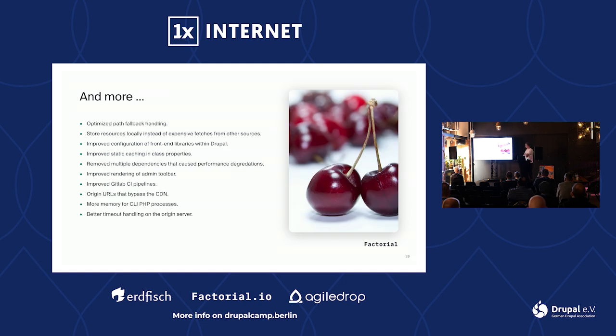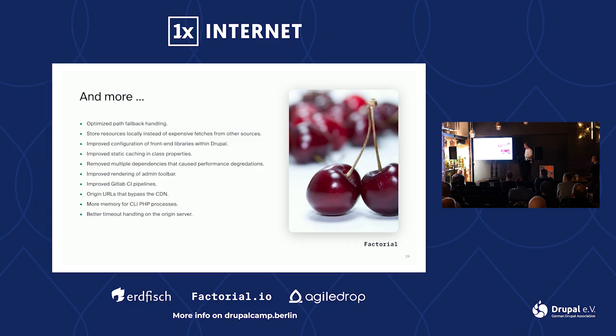And of course, there's more. This is actually the slide from the client presentation when I present this to them. And we always had the notion of the cherries on top. Right? And of course, there's more. For example, optimize path fallback handling. This is, again, when we were doing the service optimizations, actually looking deep into the application. Then storing resources locally. Again, sometimes you don't always have to request from an external service. You can just update it periodically.